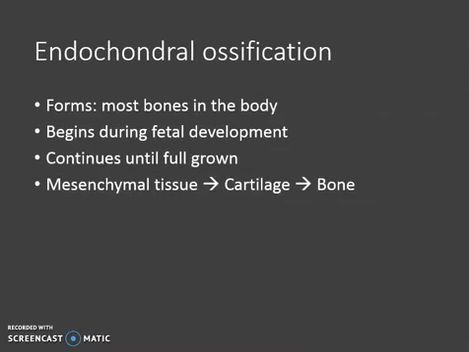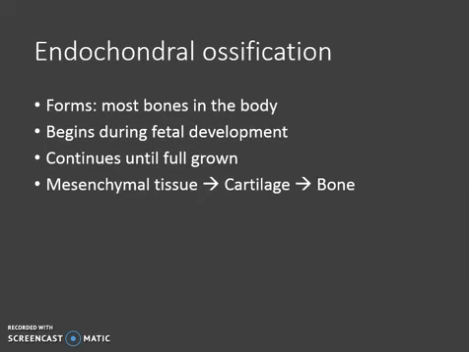Now, endochondral ossification also starts out as mesenchymal tissue, but instead of mesenchymal tissue being replaced directly by bone, it first becomes cartilage and then it gets replaced by bone. So endochondral ossification forms most of the bones in the body. Intramembranous ossification made just the flat bones. Endochondral ossification is for everything else.